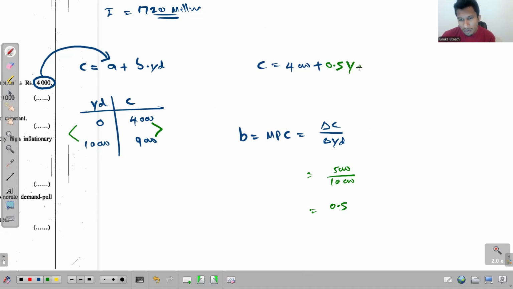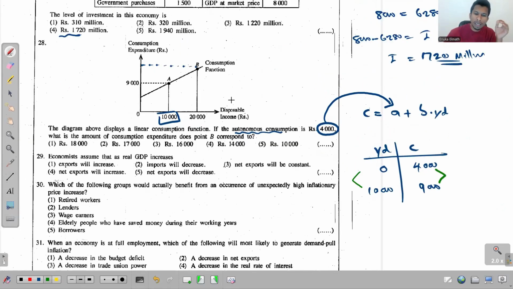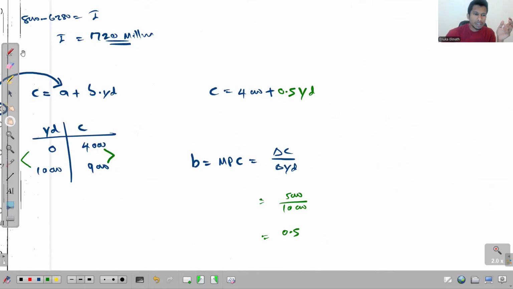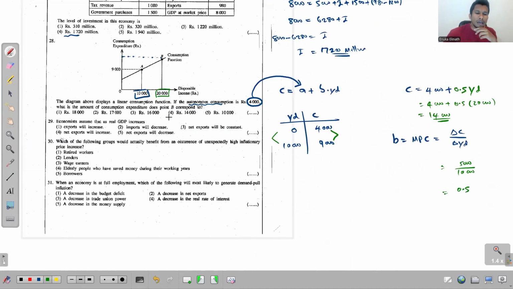into, I write YD. So if you have this equation, finding the consumption when the disposable income is rupees 20,000 is just nothing. So you just need to put 20,000 into YD of this equation. So that's just 10,000 plus 4,000 will be 14,000. So that's the answer, right? That's the answer. So you can find that here in the fourth option, right?